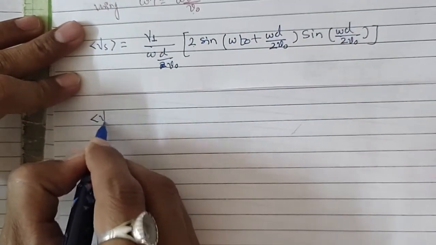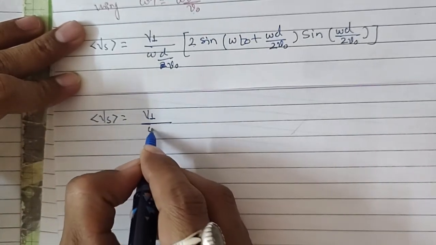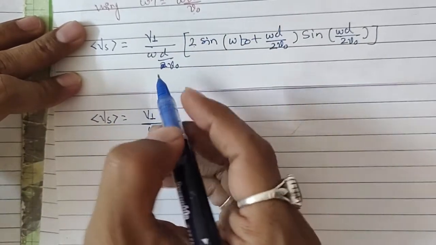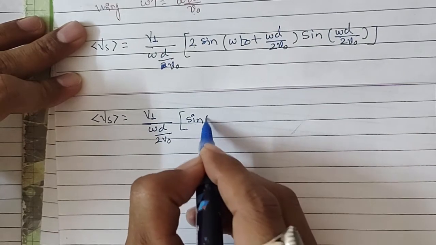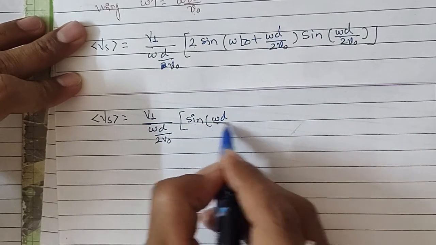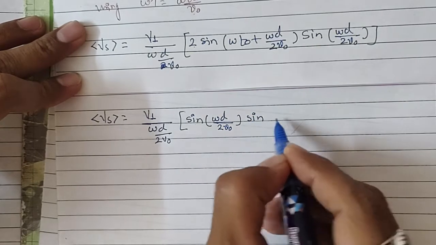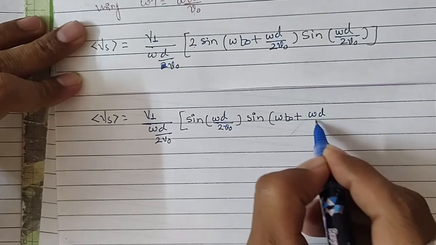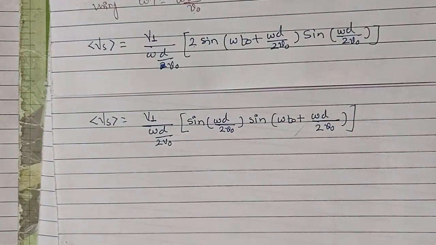Vs is equal to V1 over omega d by 2 V0. This 2 we will take here, and this term we will write first as sine omega d by 2 V0, then sine omega t0 plus omega d by 2 V0. Okay.